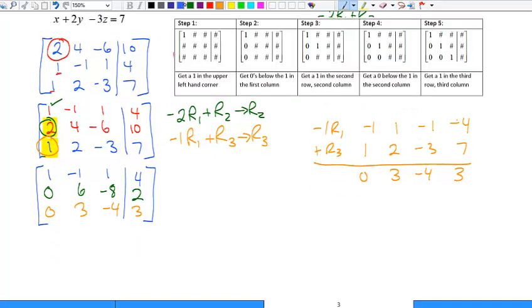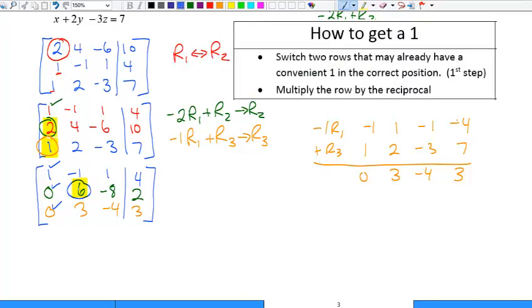Okay, so let's do a little progress report. Do I have a 1? Check. Do I have zeros below it? Check, check. The next thing I'm looking for is to get a 1 where the 6 is. So if I look back to my instructions about how to get a 1, I don't have anything convenient that I can switch. Usually that only happens on the first step. So the rule is to take the reciprocal, 1/6 times the row, and put it back into the row. Notice that I'm not changing row 1 or row 3. So those are going to come down.